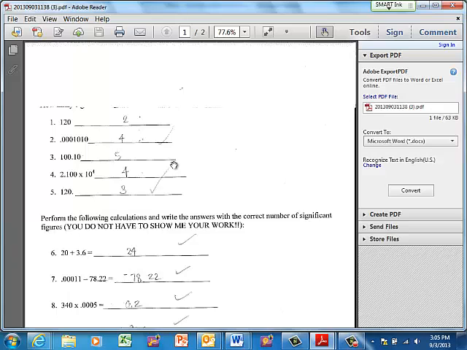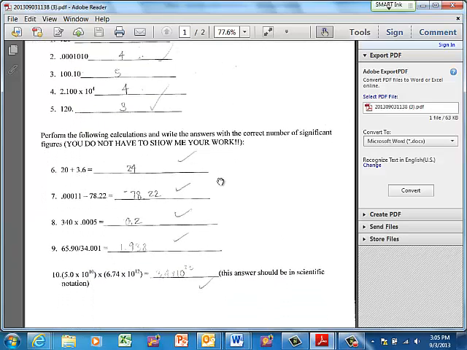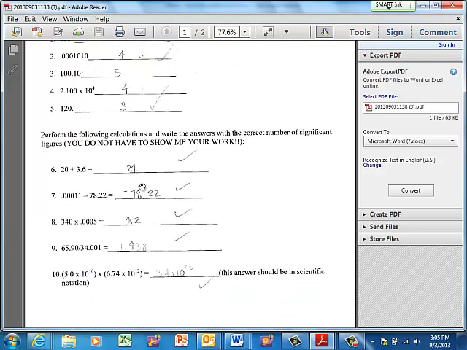Okay, then you get down to the math for this one, and number 6, there actually were 2 answers. 20 only has a whole number, so 24 was completely acceptable. Some people went as far as recognizing that number 20 doesn't have a decimal place, so they actually only gave me to the tens place and only gave me 20, which I also accepted either one. Number 7 should have been negative 78.22. Again, addition, subtraction, so fewest number of decimal places.